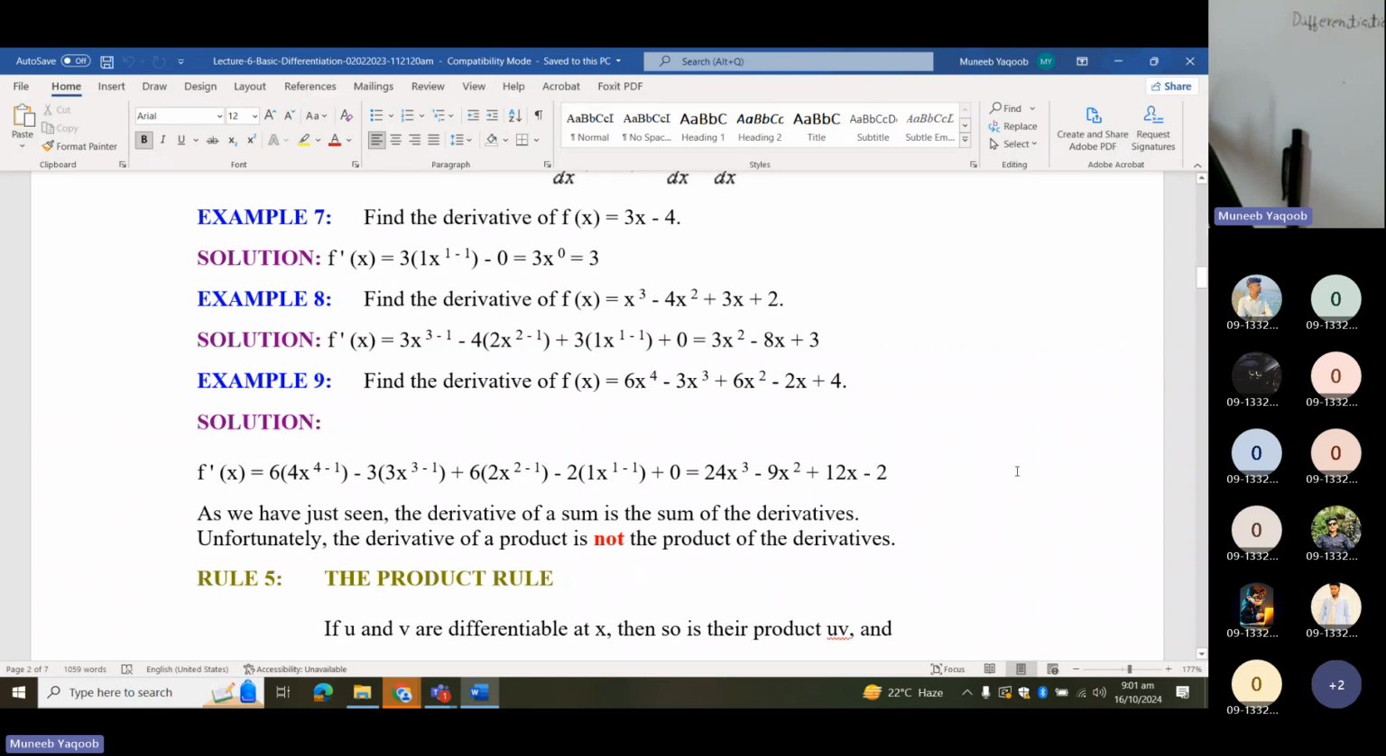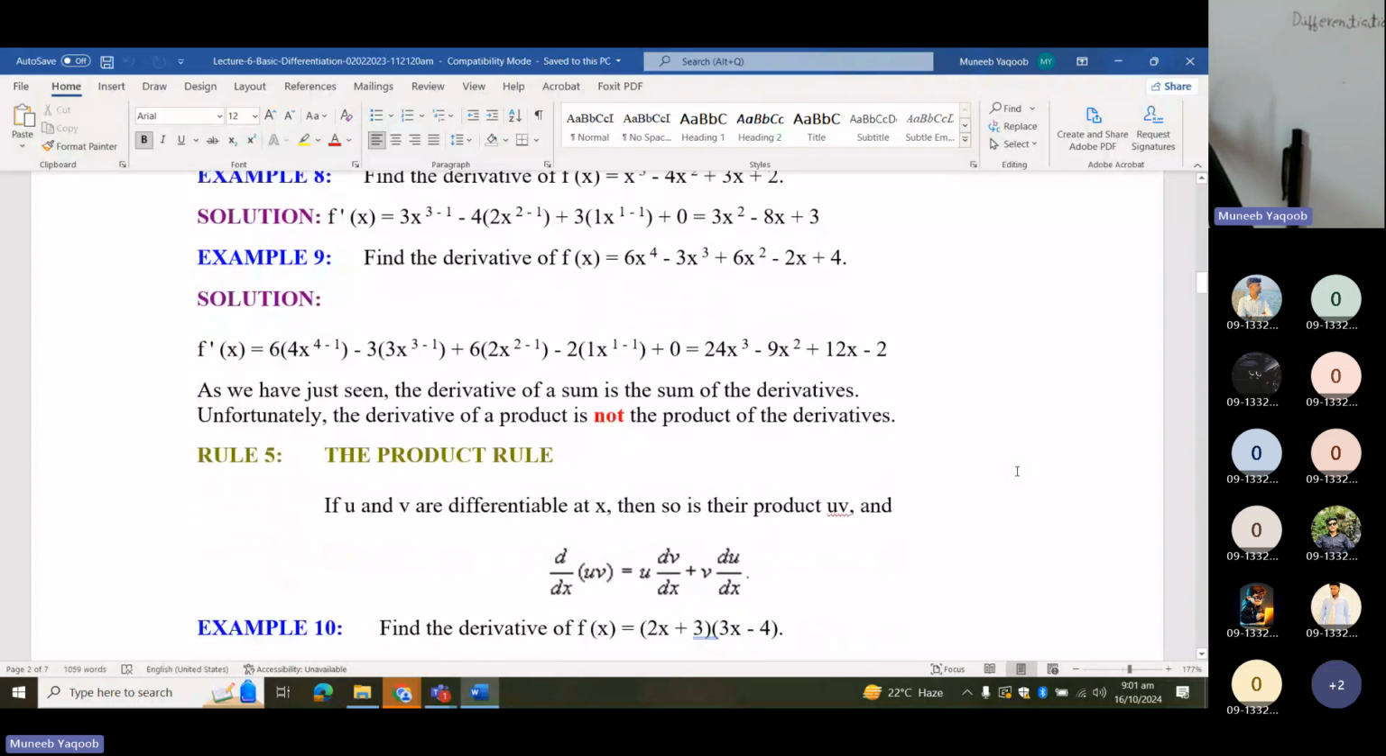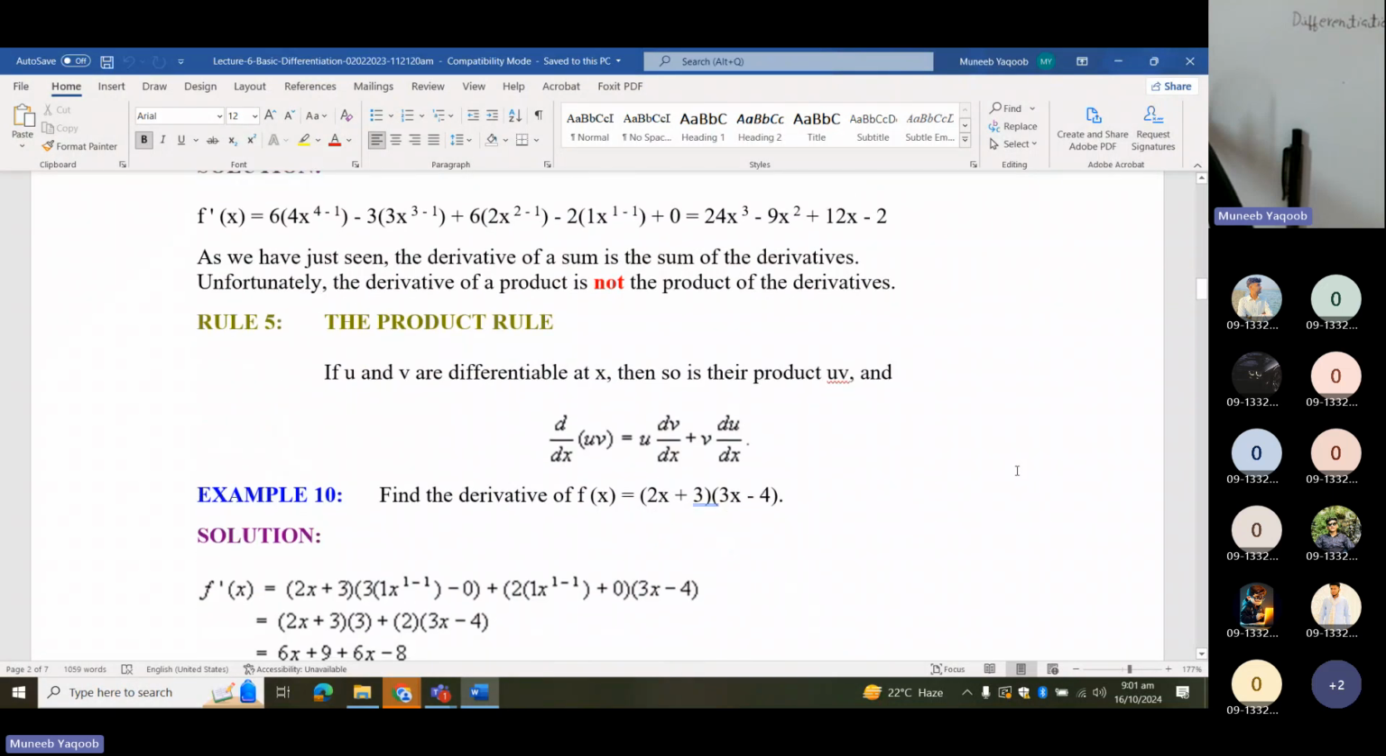Now coming to the fifth rule, that is known as the product rule. So what is this product rule? If we are to calculate the derivative of a product of two functions, like the first function is u of x and the second function is v of x, and we need to calculate its derivative, that is the derivative of uv, we will use this formula: u multiplied by the derivative of v, that is dv by dx, plus v multiplied by the derivative of u, that is du by dx.